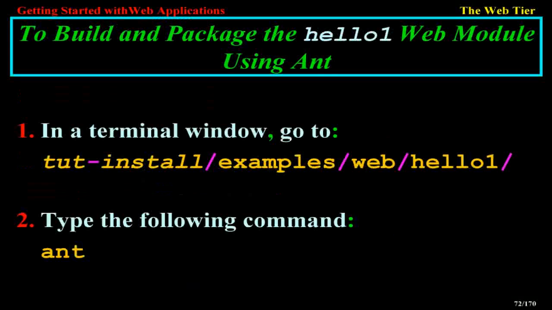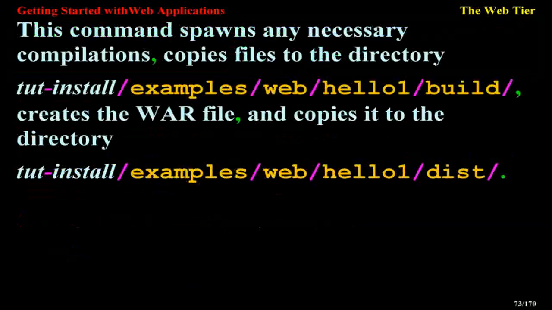To build and package the Hello1 web module using Ant, in a terminal window, go to tut-install/examples/web/hello1. Type the following command, which spawns any necessary compilations, copies files to the directory tut-install/examples/web/hello1/build: ant. This creates the WAR file and copies it to the directory tut-install/examples/web/hello1/dist.